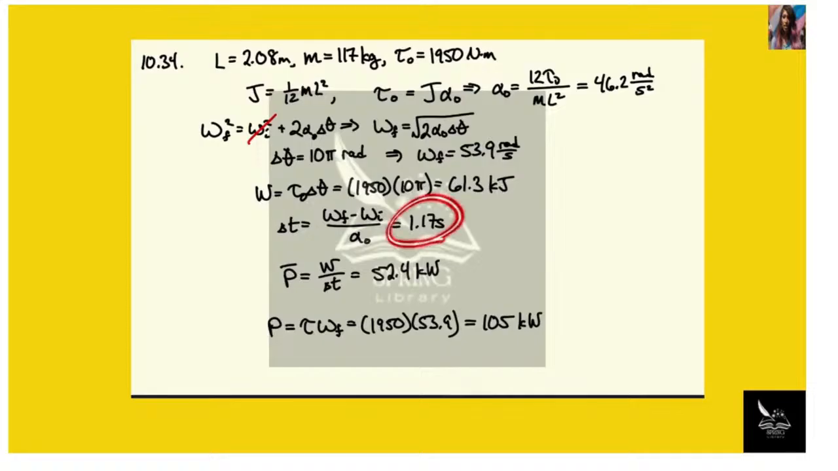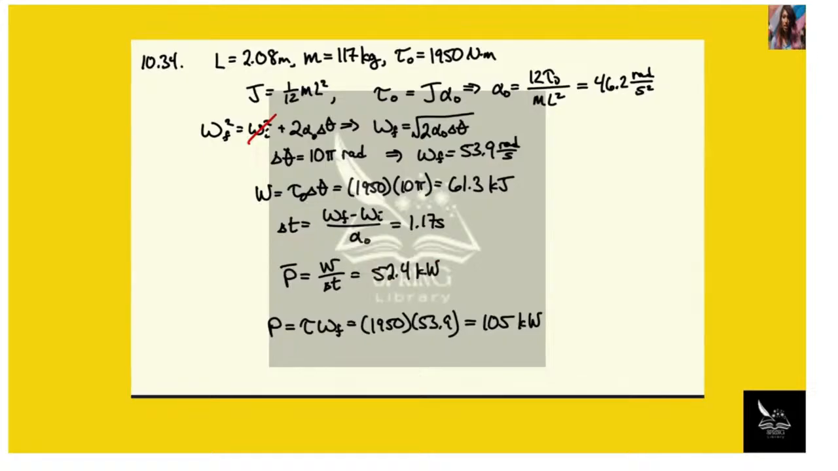So now that we know the time it took, we can say, well, here we have the work that was put into the propeller over that time. So divided by the time gives us an average power. And that average power winds up being 52.4 kilowatts.